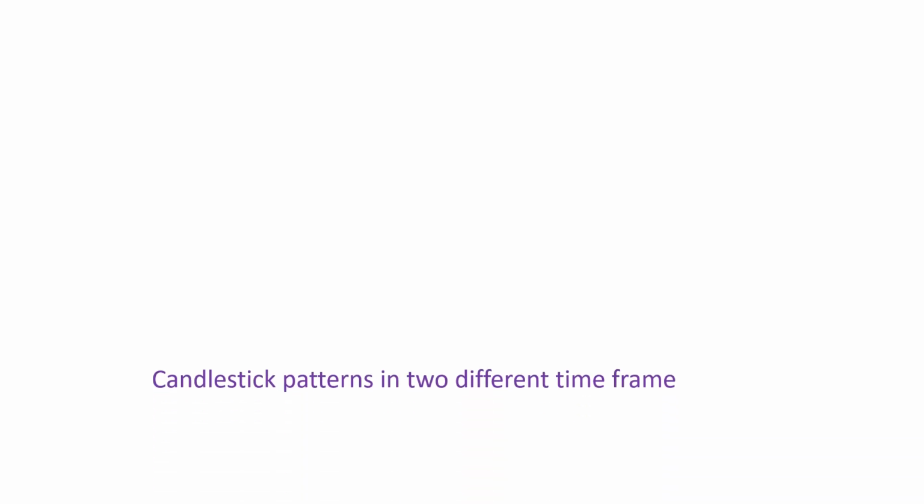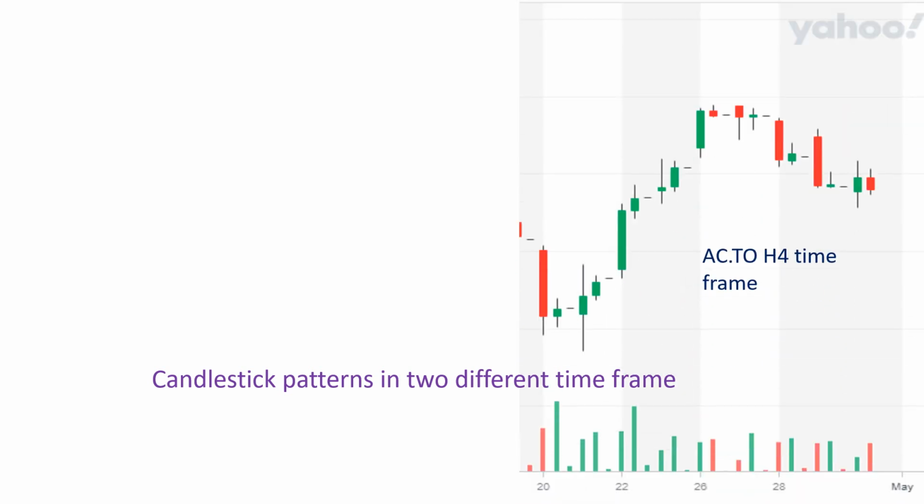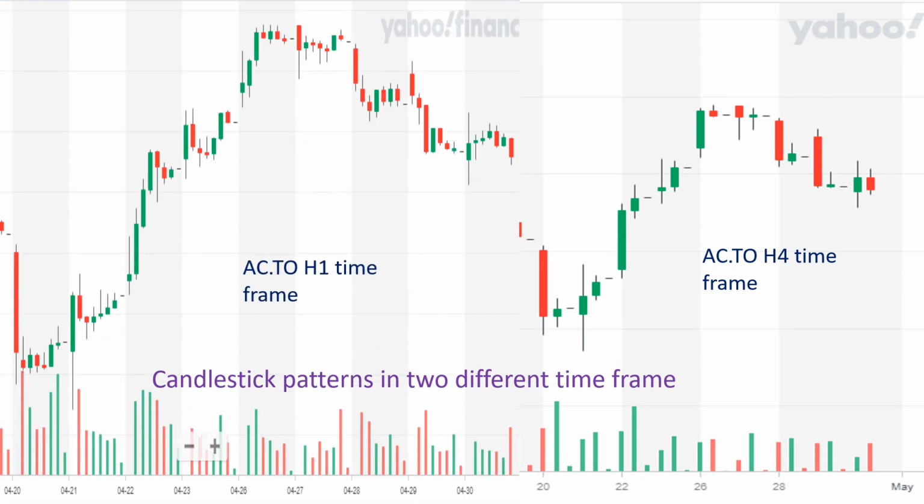Candlestick pattern in two different time frames. This is the price trend of Air Canada stock, H4 time frame, Yahoo Finance, and this is Air Canada stock, H1 time frame. Both trends are identical in terms of the period, from the 20th of April to the end of April, and this one the same thing, from the 20th of April to the end of April. So you see the trend looks the same. The only thing is, on the right side, each candle is equivalent to 4 candles on the left side.